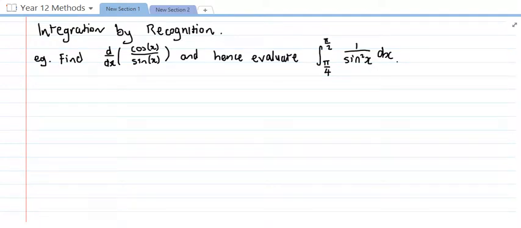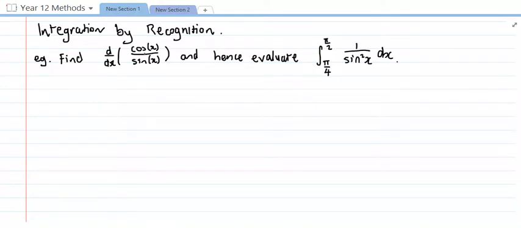Okay, let's go through the next one. So again, very similar format to this question. It's saying find the derivative of this and hence evaluate the antiderivative of this. So again, it's an integration by recognition question. And one of the nice things about these questions is that it gives you something close to the answer, at least when you read the question. So we know that's what we're working towards.